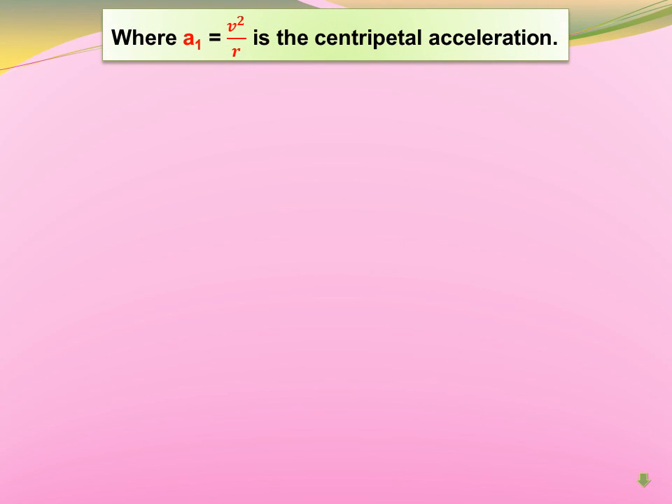Here a1 is equal to v square by r, which is the centripetal acceleration. In a few classes before, we got the equation of centripetal acceleration. I think you remember that. So we put a1 equal to v square by r.